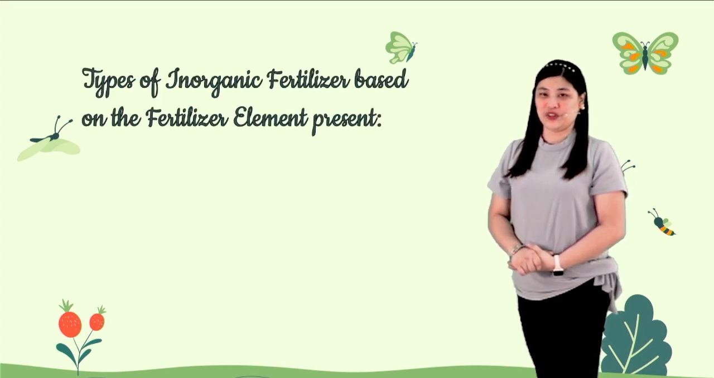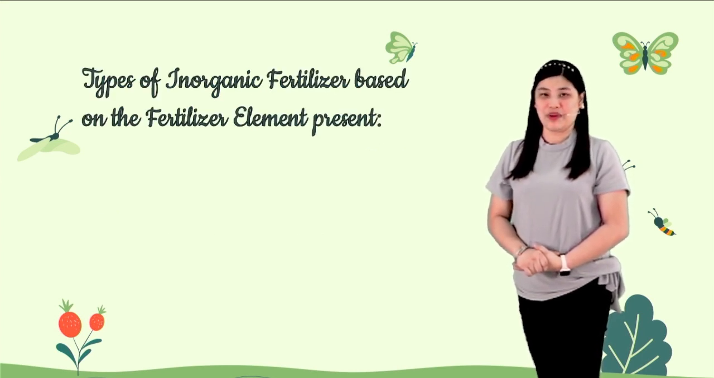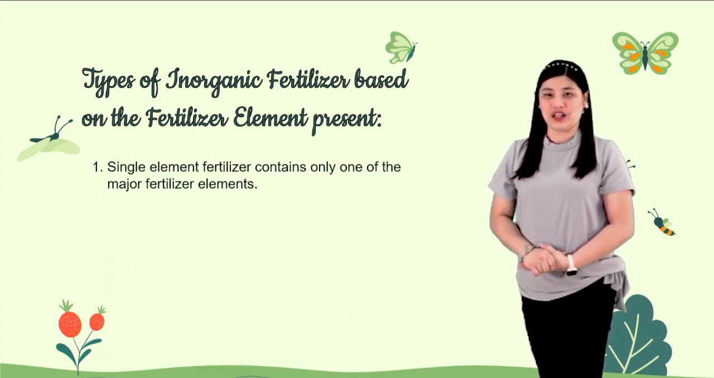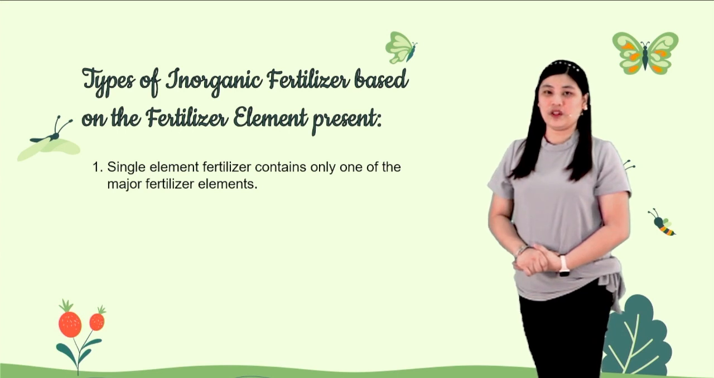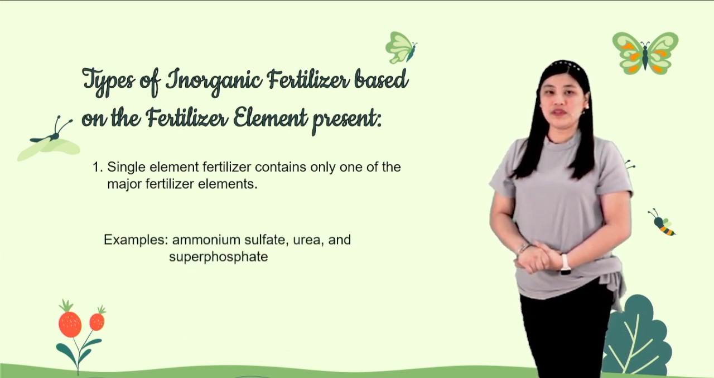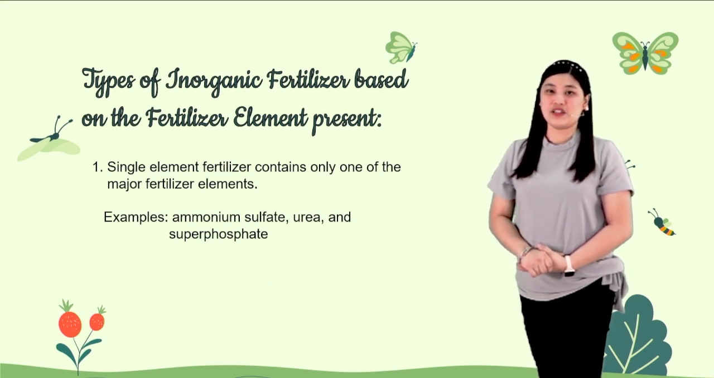Types of fertilizer based on the fertilizer element present. Single element fertilizer contains only one of the major fertilizer elements. Examples: ammonium sulfate, urea, and superphosphate.